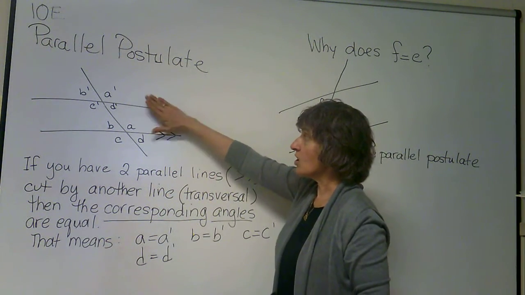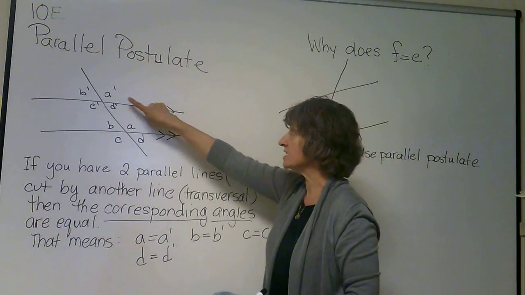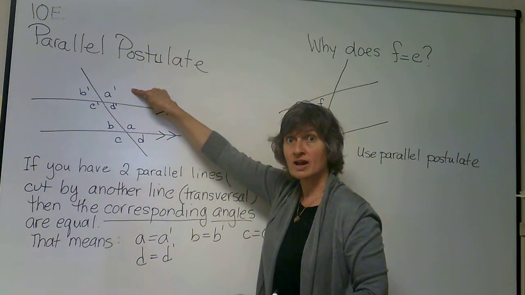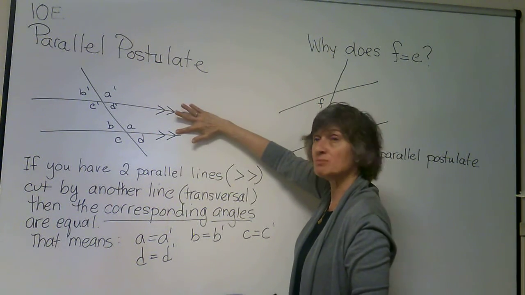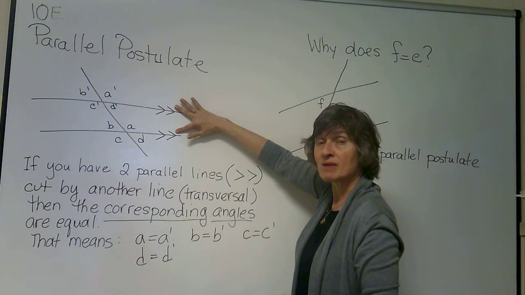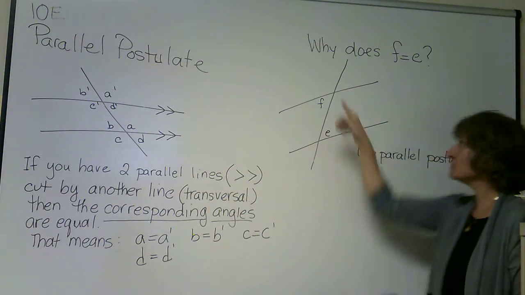Corresponding angles are on the same side of the transversal. See, A is to the right of the transversal, A prime is to the right. They also are above the parallel lines. A is above this line, and then A prime is above its parallel. Corresponding angles. So how does that apply?